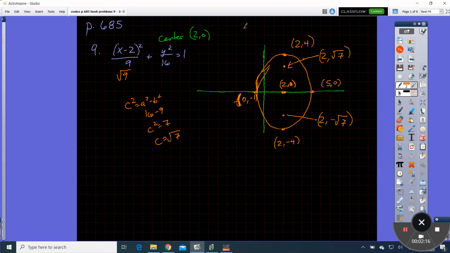Okay, we determined that it's an ellipse. Okay, identify the center, the vertices, the endpoints. You don't need to do the eccentricity. If you do this, this is what I'm after. Okay.